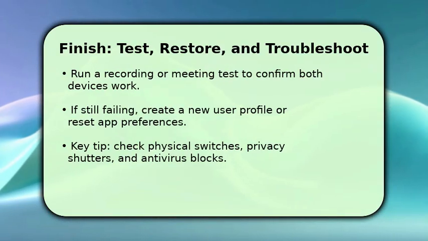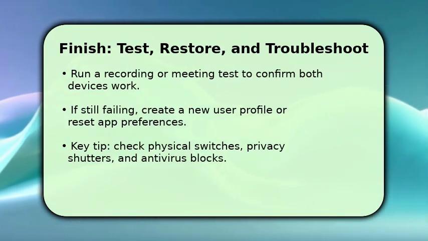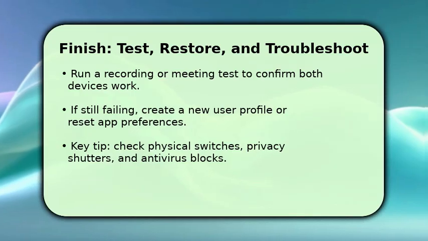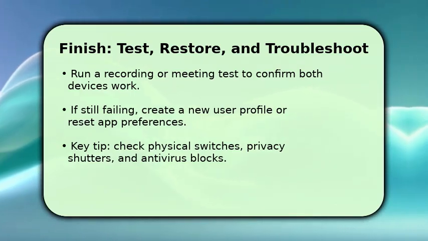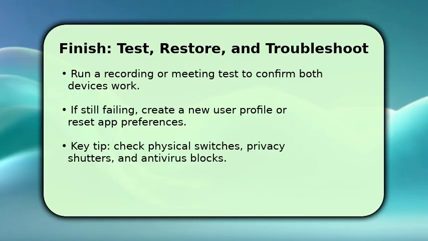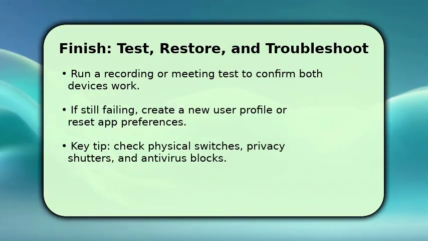To finish, run a full test. Open a recorder or start a test meeting to check video and audio together. If problems persist, create a fresh user profile or reset the app's preferences so corrupted settings won't block access. Make sure privacy shutters or physical camera switches are open and verify antivirus or firewall isn't blocking device use.